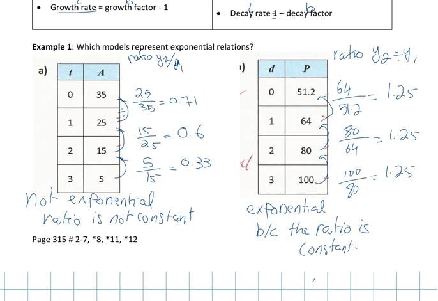So for a table of values, here are the things that you have to do. You have to do the first difference, right? Because in this case, it's asking you specifically if it's exponential, so you know where you need to go to.